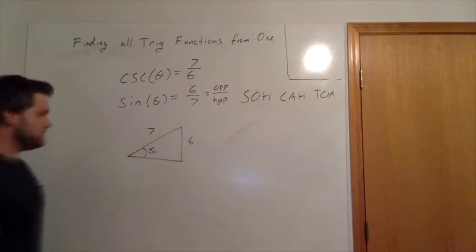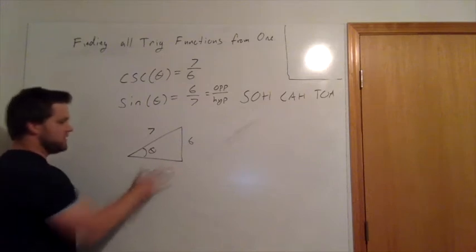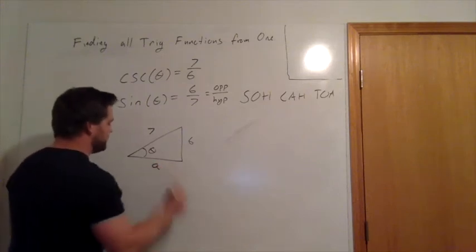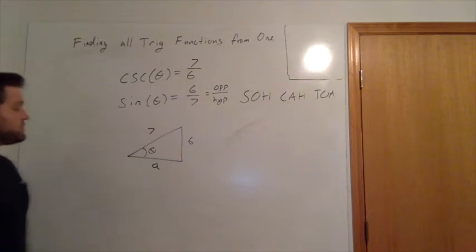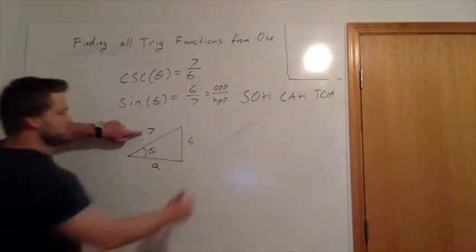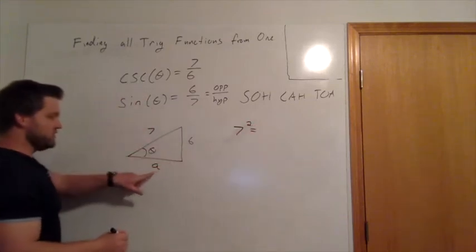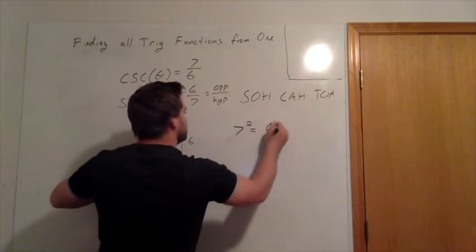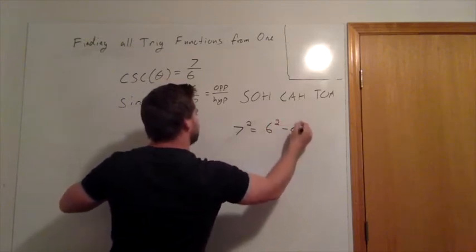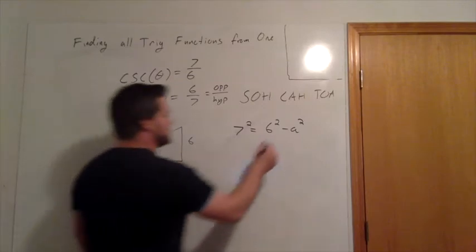So the last thing we need to do to get all of the trig functions is figure out the length of the adjacent side. Let's go ahead and call that A. We'll use the Pythagorean theorem to figure out what A is. The Pythagorean theorem says that the hypotenuse squared, 7 squared, is equal to the sum of the squares of the legs, so that'll be equal to 6 squared plus A squared.